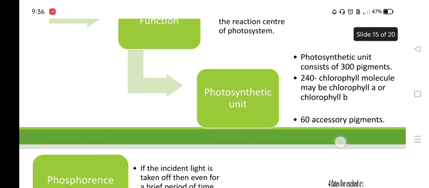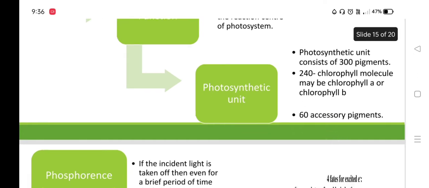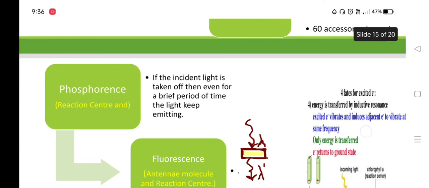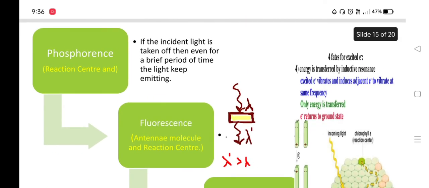Then the photosynthetic unit. What is the photosynthetic unit? Let's see. This photosynthetic unit consists of 300 pigments, out of which 240 are chlorophyll molecules, which may be chlorophyll A or chlorophyll B. Then 60 are accessory pigments.